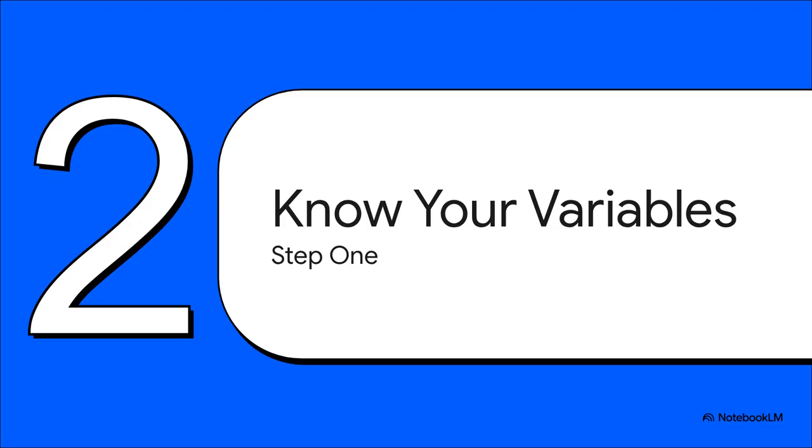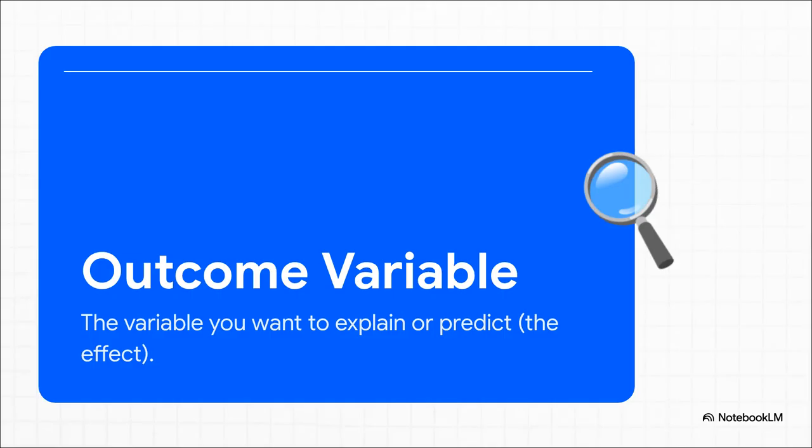All right, let's dive into step one, getting to know your variables. And to make this super clear, we're going to use a running example straight from the paper. We're going to investigate the possible link between having a history of sunburns and the number of moles a person has.